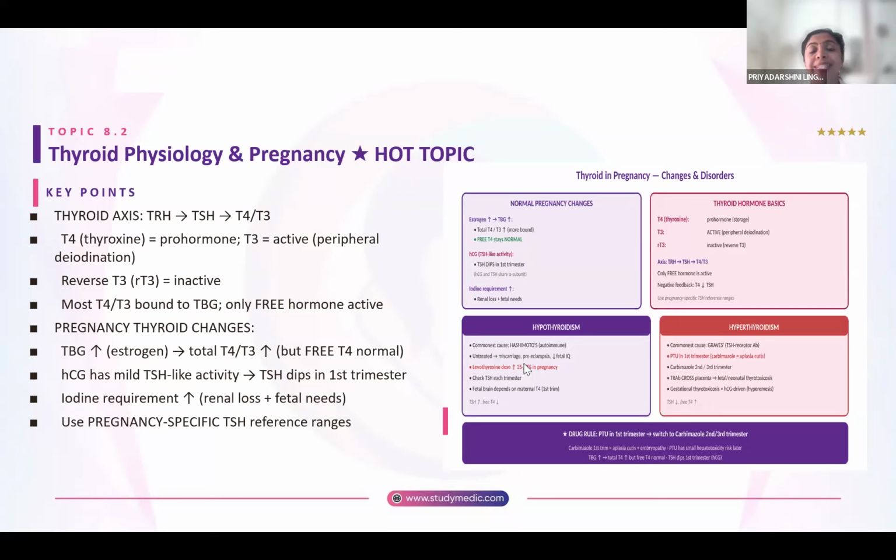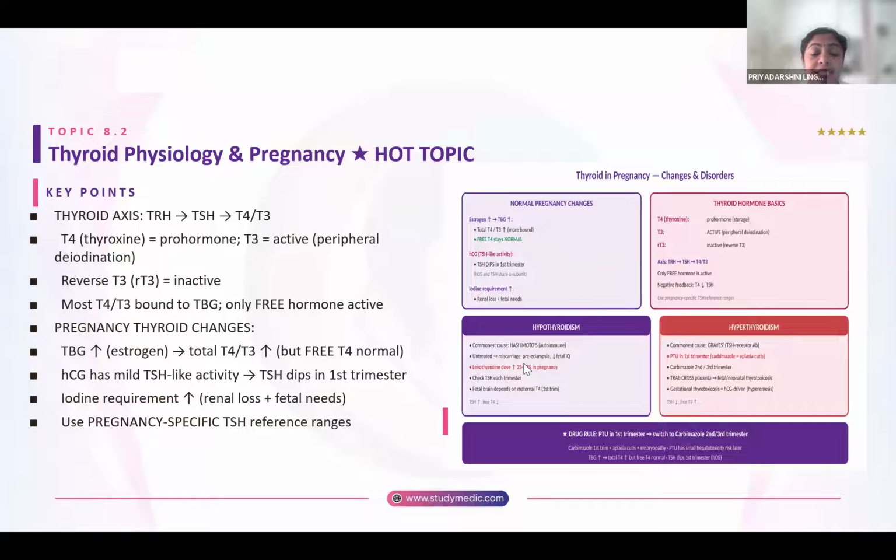trimester. And also there is increased iodine requirement that is seen in pregnancy. This is because the baby needs iodine, and also there's a renal loss of iodine in pregnancy. So what you have to do in pregnancy is diagnose thyroid disorders based on pregnancy-specific TSH reference values. The key changes we saw: because of estrogen, TBG increases, total T3 and T4 are increased, but free T4 is normal. Very important.